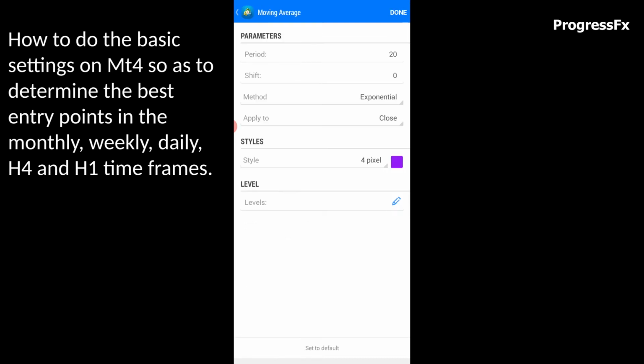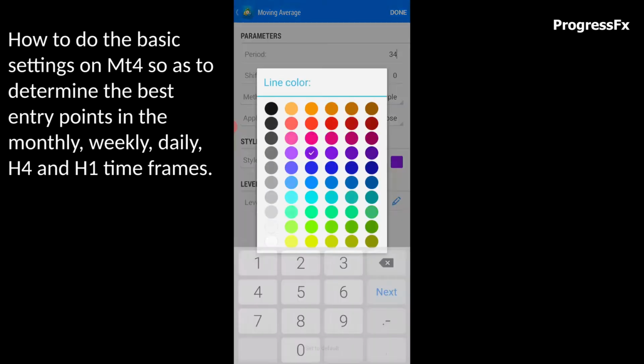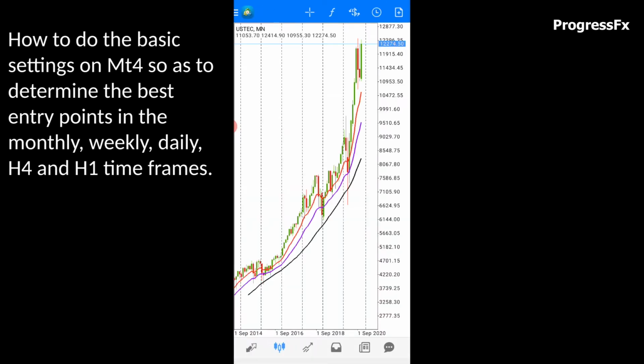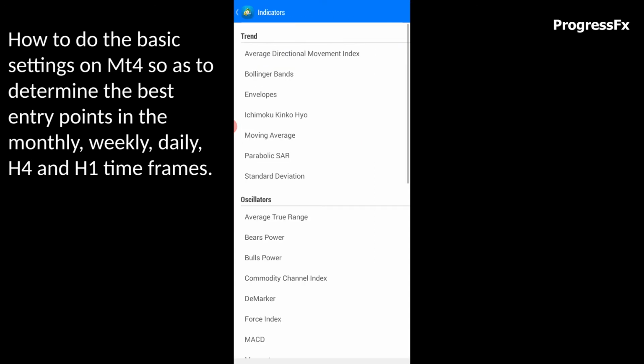The third moving average, you set the period to 34. Then this time you change the method to simple, apply to close, and I used to use this very color, so you can see what is here.